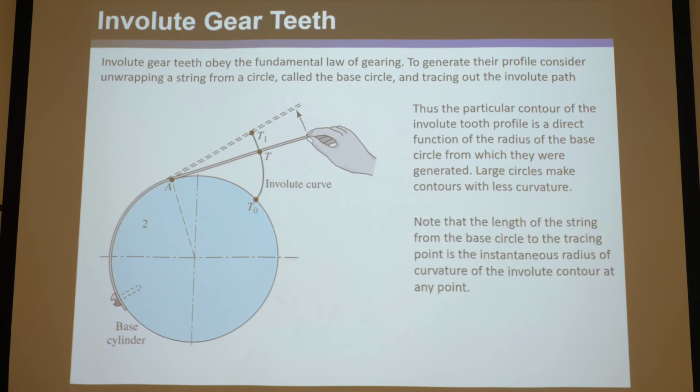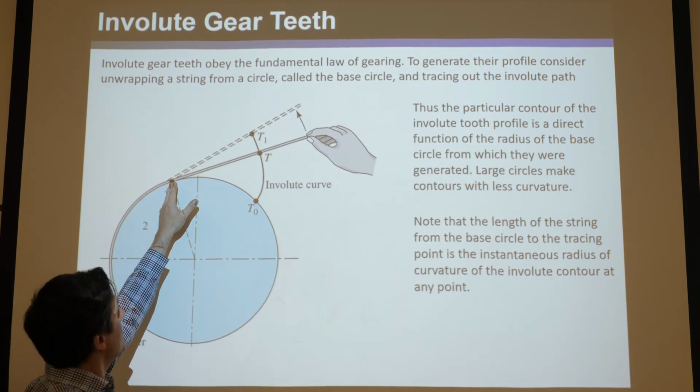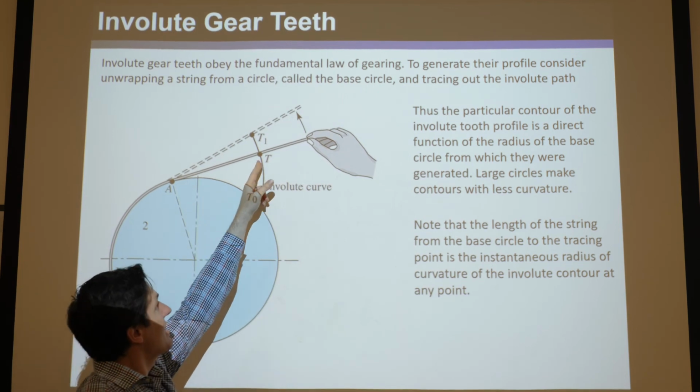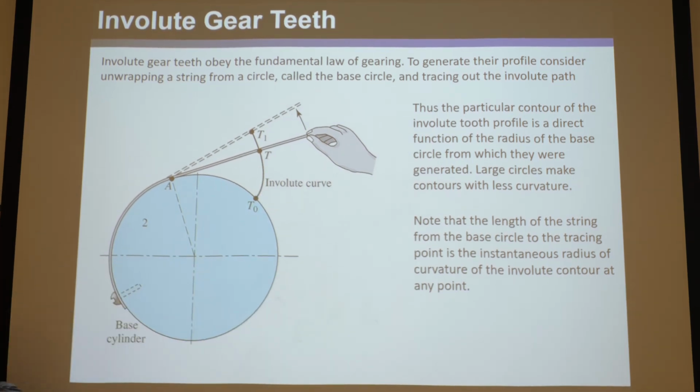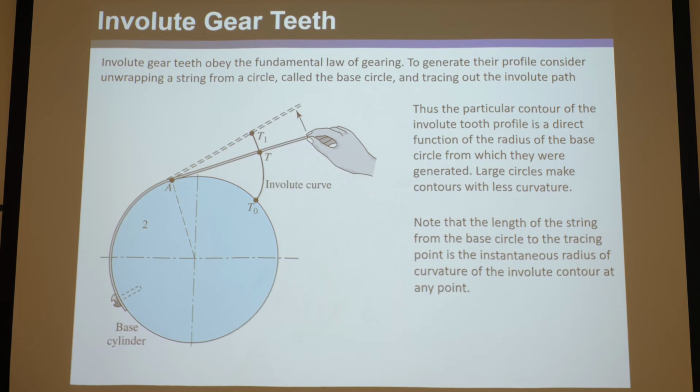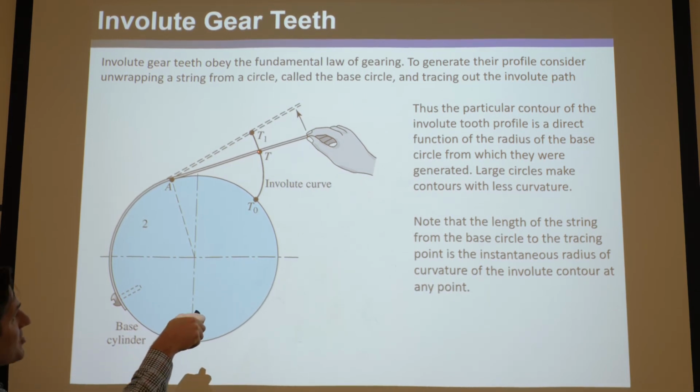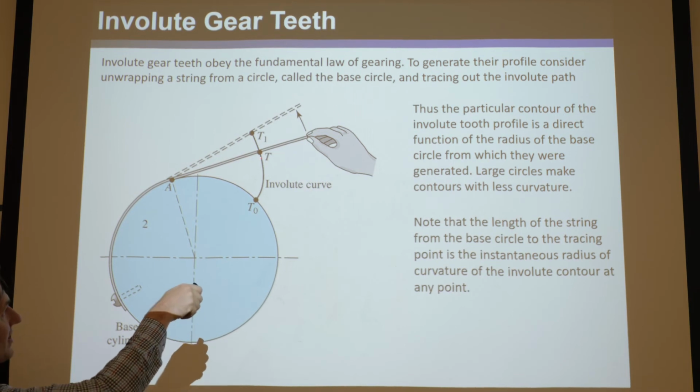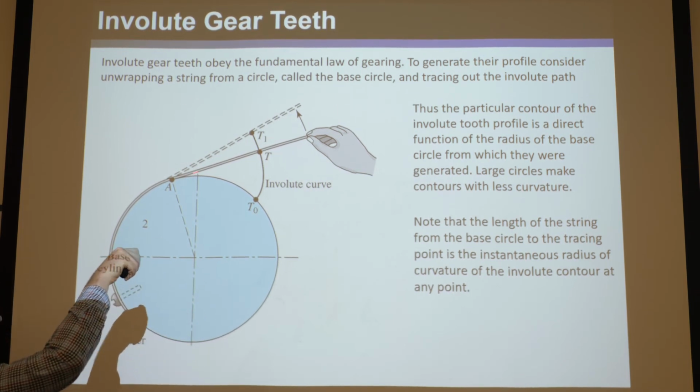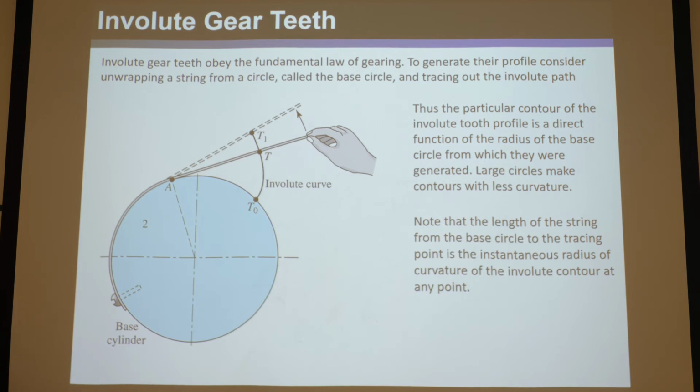One important thing to note, which is kind of the key to deriving the involute profile as a function of the base circle radius, is the length of the string from the base circle to the tracing point, from the point where it's tangent. If I wanted to find the curvature at that point along this profile, I draw a circle whose center would be there and whose radius of curvature would be there. From that little insight you could mathematically deduce what that is and back derive it.